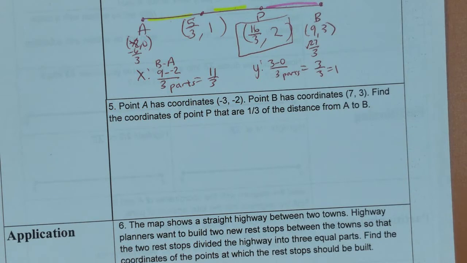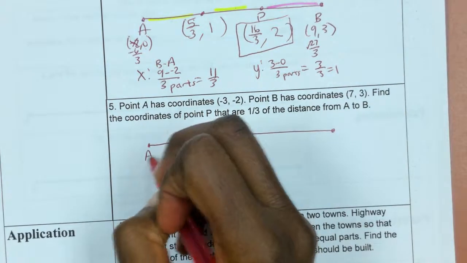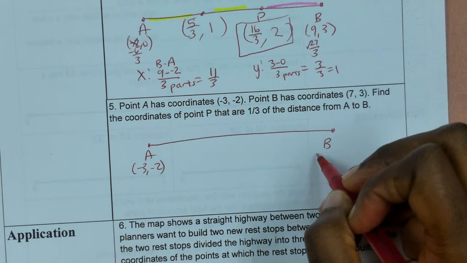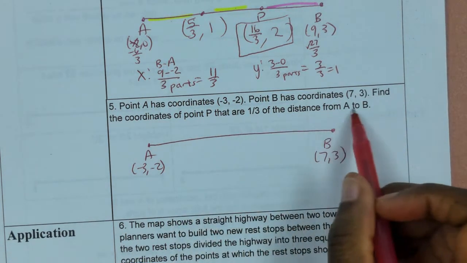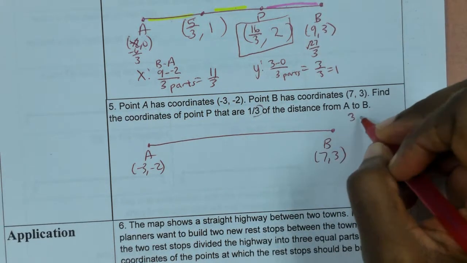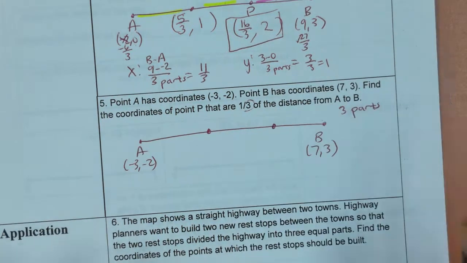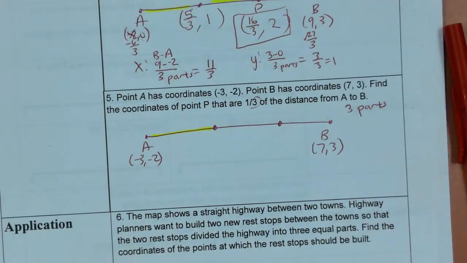Okay, point A has coordinates of negative 3, negative 2, and point B is 7, 3. Find the coordinates of P that are 1/3 of the distance from A to B. So they're telling us the total distance from A to B is in thirds, so 3 parts. We want to know what point P is if it's only 1 of the thirds away.